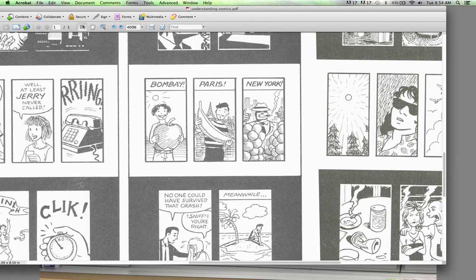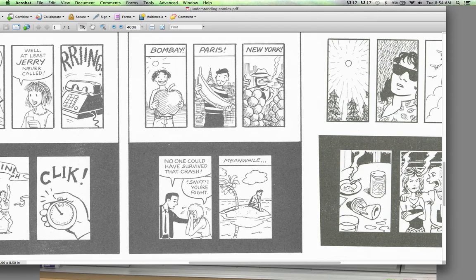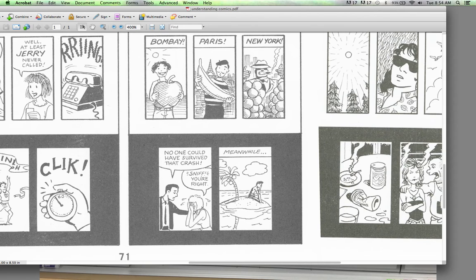Let's take a look at this third one. There's a man consoling a woman. No one could have survived that crash. She's like, "You're right." The second panel, meanwhile. So this is the same time, because meanwhile indicates it's happening at the same time, but they're obviously in 2 very different places. What's this guy doing? He's sitting on an island. Why is he sitting on an island? Because he's the guy that survived the crash.